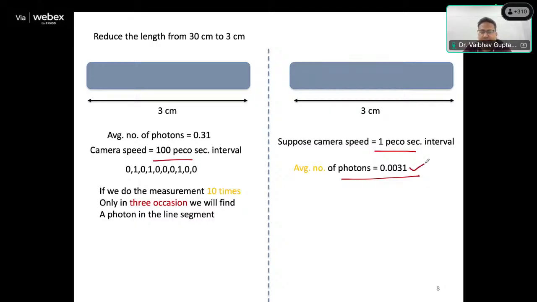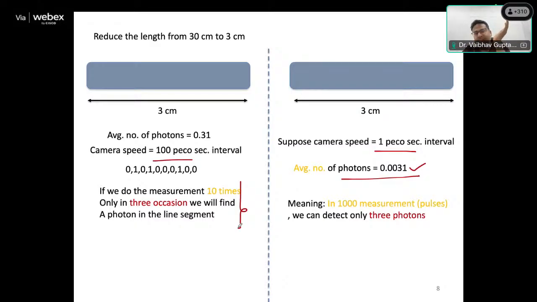Now with this, we can again make this kind of statement, that on how many occasions how many photons will be there. What I mean by that is that if I do 1,000 measurements, right, then there is only a probability that we can detect only 3 photons. So multiple pulses are coming and I don't detect anything, and then out of these many pulses only 3 photons I'm going to capture.